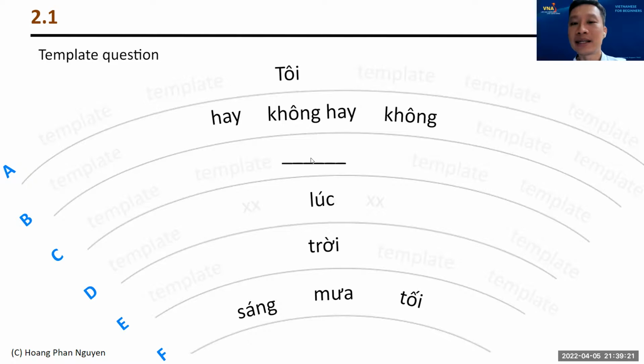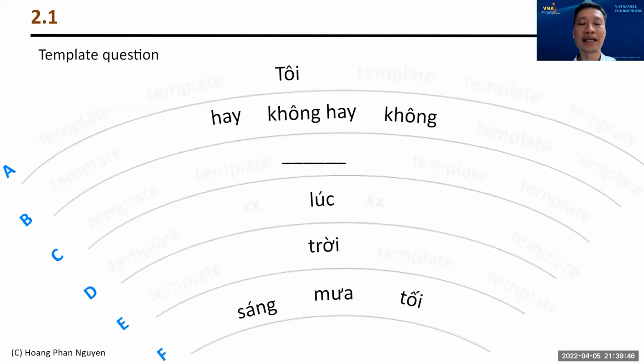So another one. I don't play tennis when it's dark. Tôi không chơi tennis lúc trời tối. Okay. And I don't play tennis when it's raining. Tôi không chơi tennis lúc trời mưa. Okay, very good.